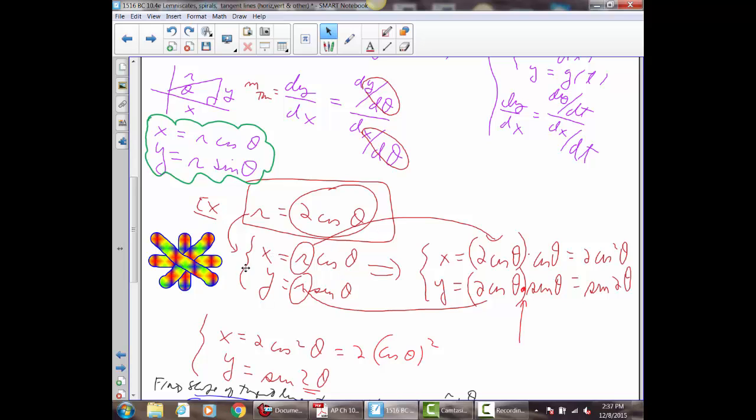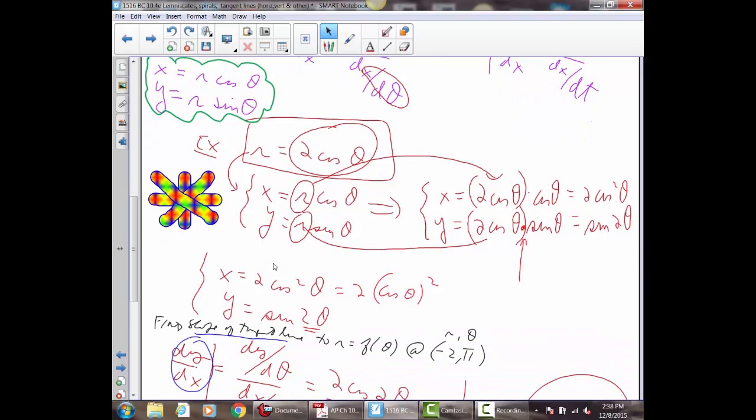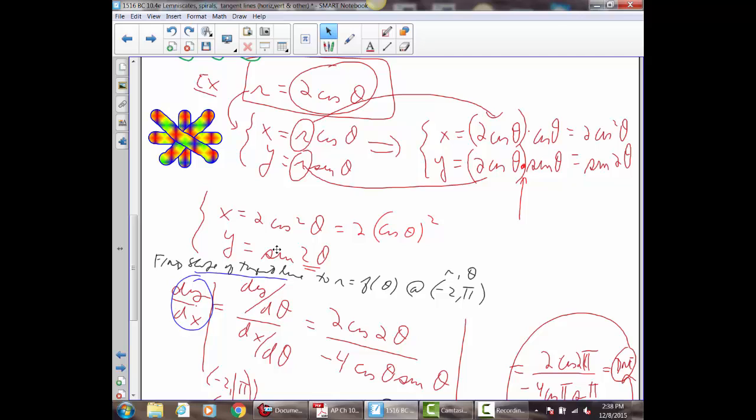x equals r cos theta, y equals r sine theta. So the r, of course, is what we have right here, 2 cos theta. So I end up with x equals 2 cos theta times cos theta, and y equals 2 cos theta times sine theta. Now this, of course, is 2 cosine squared theta. This, if you recognize it, is the sine of 2 theta. So what we have is x equals 2 times cosine of theta squared. We have y equals the sine of 2 theta.